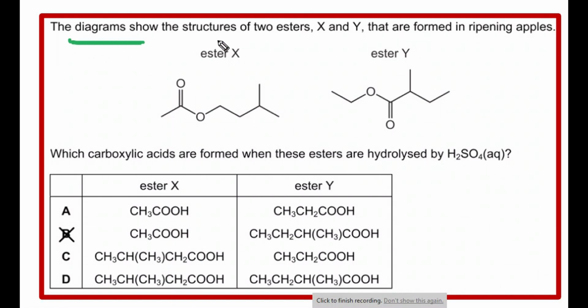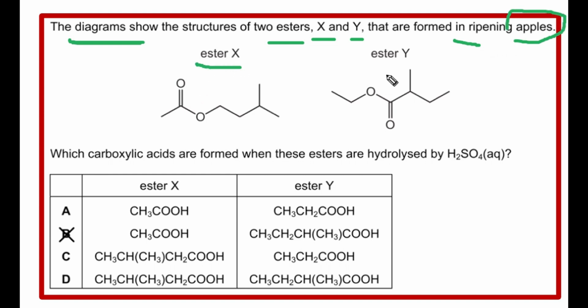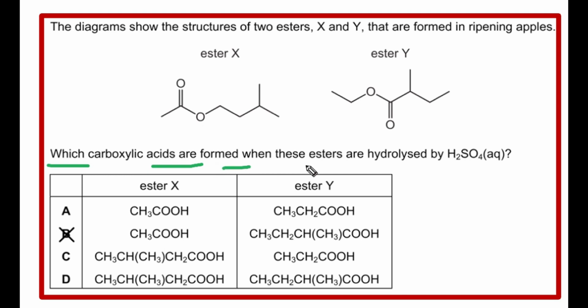The diagram shows the structure of two esters X and Y that are formed in ripening apples. Ester X and ester Y. You are asking which carboxylic acids are formed when these esters are hydrolyzed by sulfuric acid. And you know, if an ester is hydrolyzed with aqueous sulfuric acid, you will get carboxylic acid and alcohol.